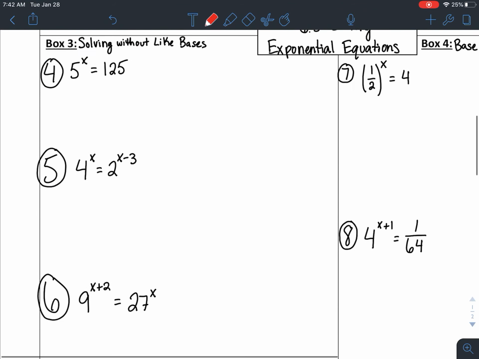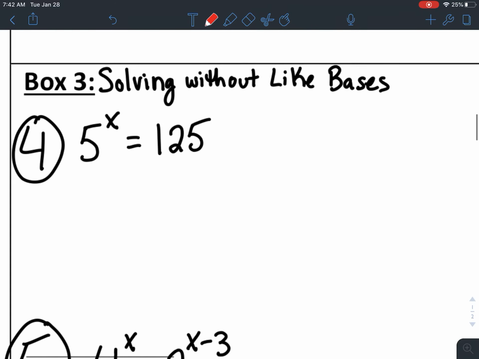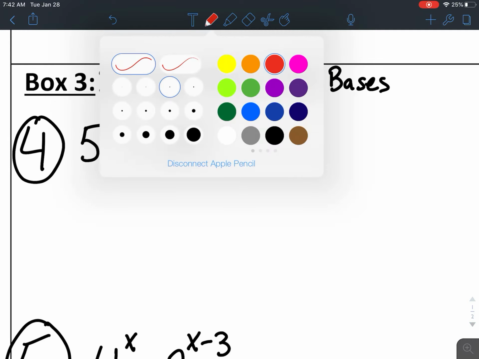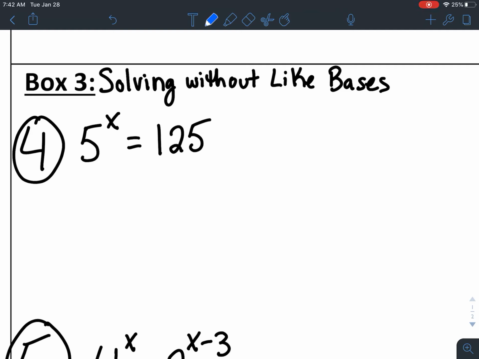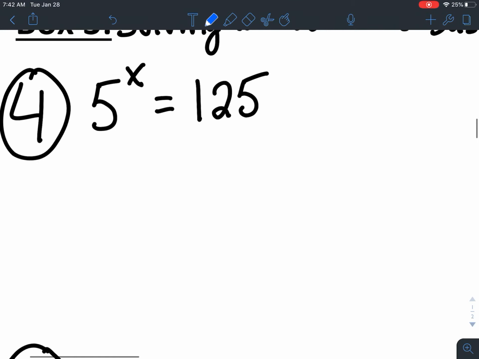Okay, moving right along. For box number 3, now we have bases that are not the same as each other. So we've got different bases, unlike bases that we're dealing with. And with this, we still want to try and use the same property. The property tells me that if I have bases that are the same, then I can just set their exponents equal to each other. So what we have to do here is a little bit of thinking. We have to try and get both sides to have the same base. Usually there's going to be one side that stays the same and one side that changes into another. And you have to look at what common factors they have.